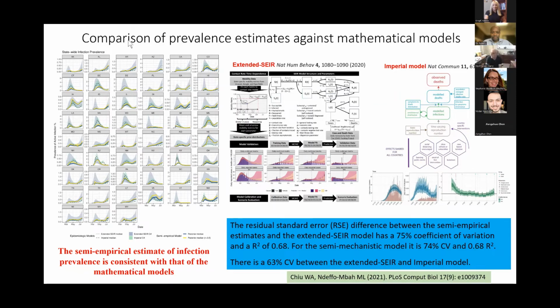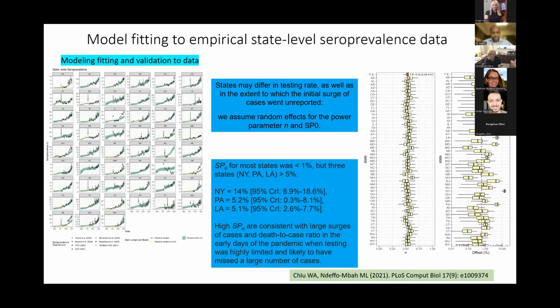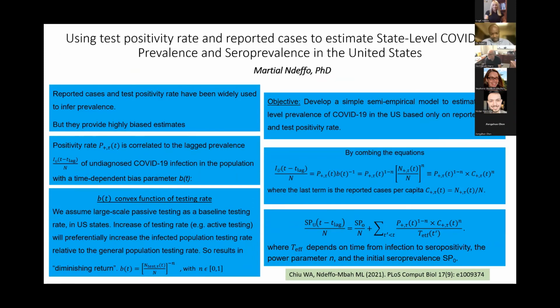All right, so I have a question. Can you go back to your previous slide? The first slide, I guess, your assumption. The first one, yes. So the active testing will increase the infected population testing rate relative to the general population testing rate. Can you just elaborate on that a little bit? Because I wasn't quite sure I understood that assumption.